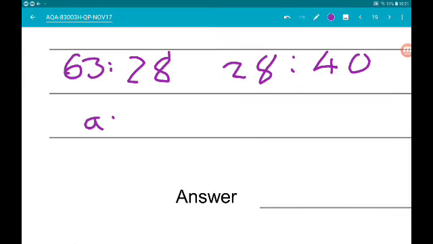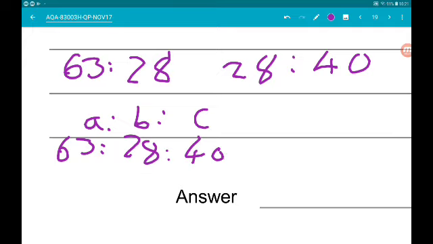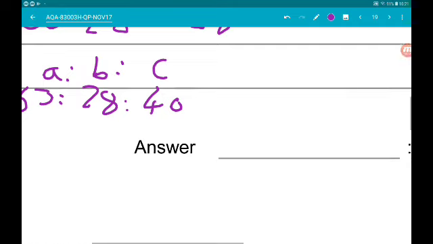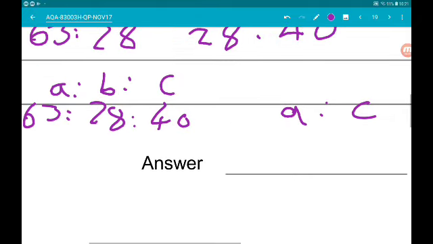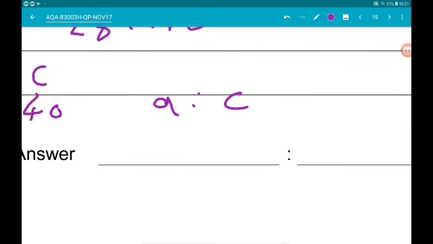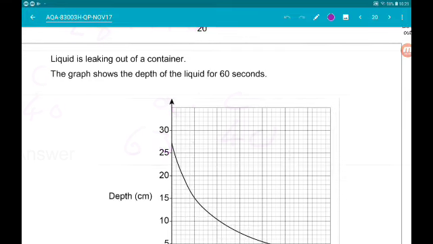So now we can say a to b to c is 63 to 28 to 40. We want a to c, so we just cut out the middleman. We just say a to c is 63 to 40. Cool.